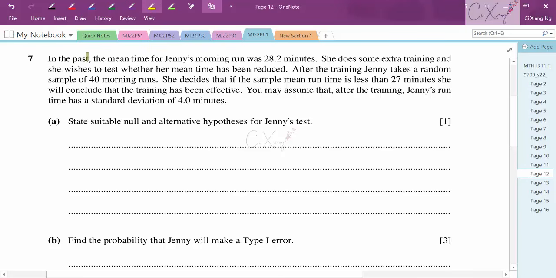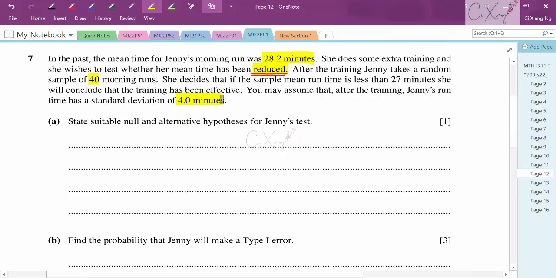Question 7. The mean time for Jenny's morning run was 28.2 minutes, and then she does some extra training and she wishes to test whether her mean time has been reduced. Maybe you can highlight this word, reduce, where it is a hint, a keyword for your alternative hypothesis. After the training, Jenny takes a random sample of 40 morning runs. She decides that if the sample mean run time is less than 22 minutes, she will conclude that the training has been effective.